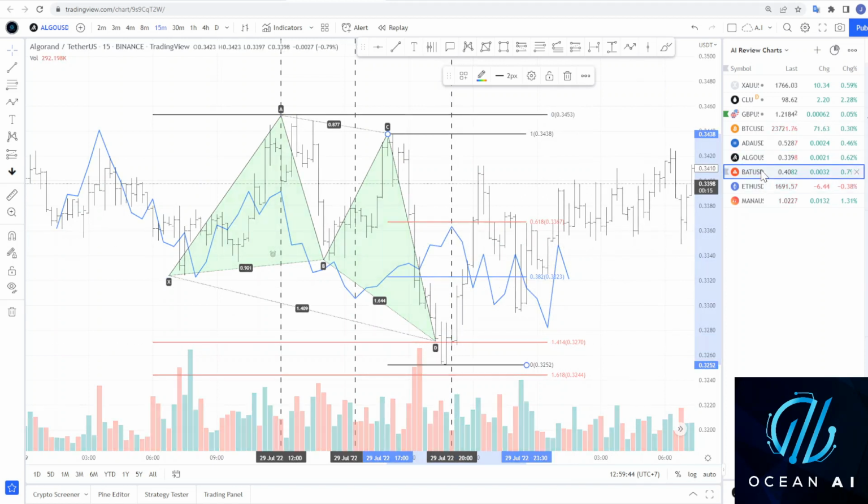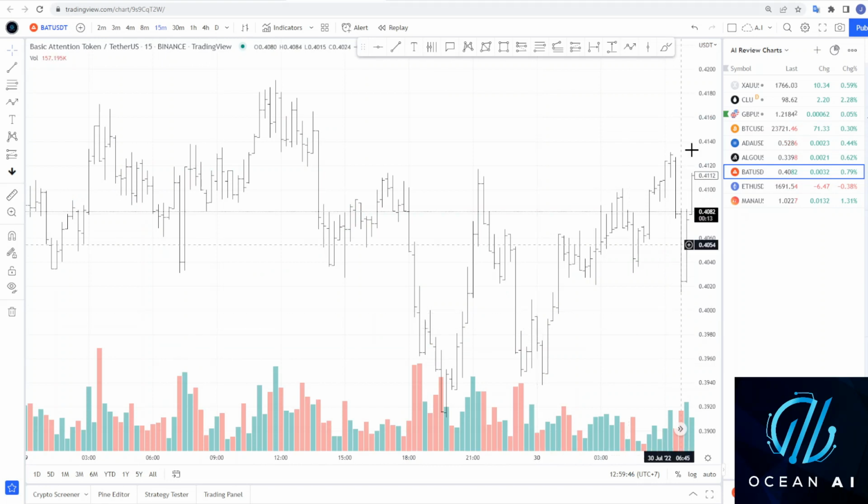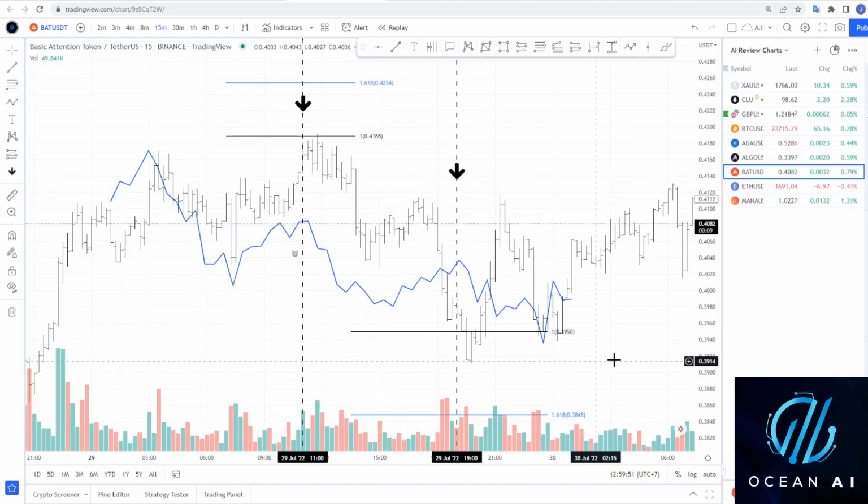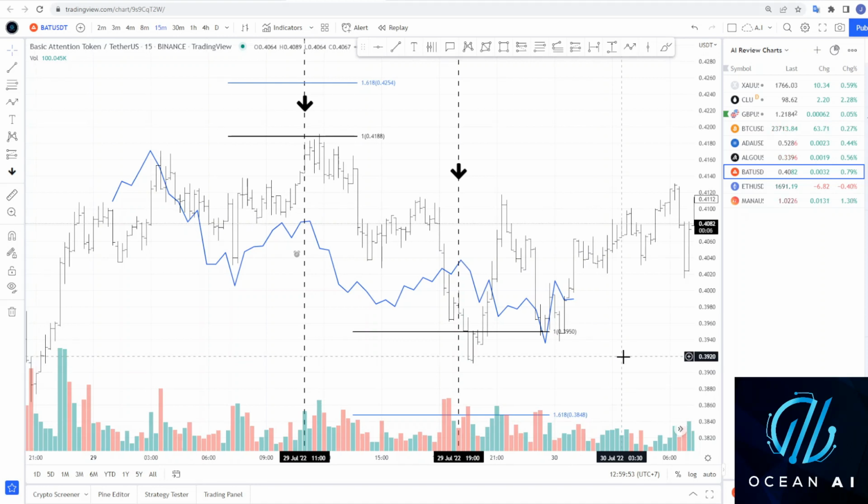So just trying to show you how things work here, where they don't work and where they do work in inverts, things to watch out for. So we go to BAT, this one here. We had a nice ABCD into this level here. The ABC didn't quite trigger until just a little bit after.